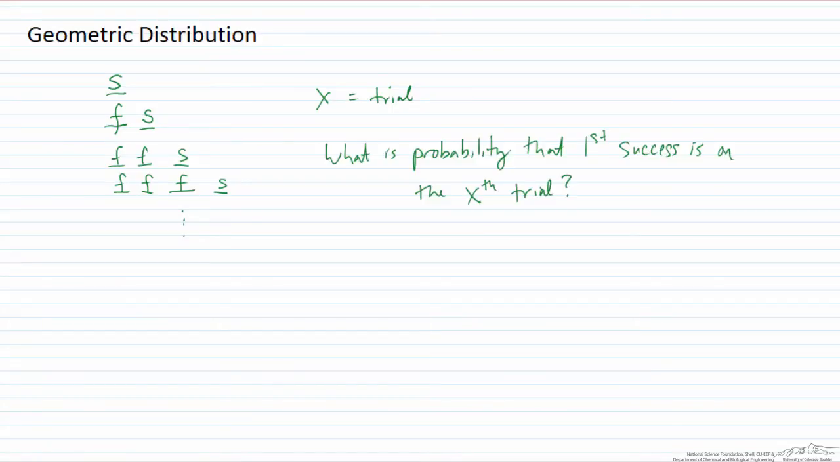Okay, we might have situations where the first trial is a failure, denoted by an F, and then we have a success. We might have 2 failures before we have a success. We might have to go 3 failures before a success, so a success on the 4th trial, and so on. Here X is going to be the number of trials, and generally we are using the geometric distribution when we are asked what is the probability that the first success is on the Xth trial.